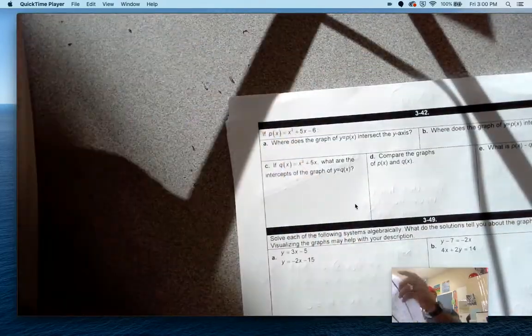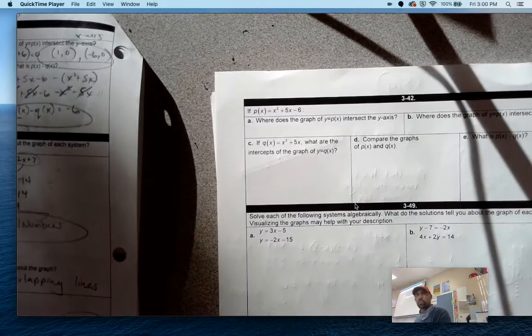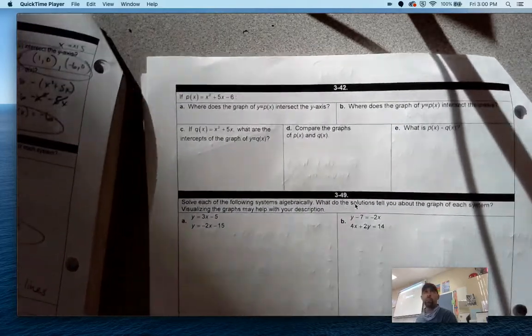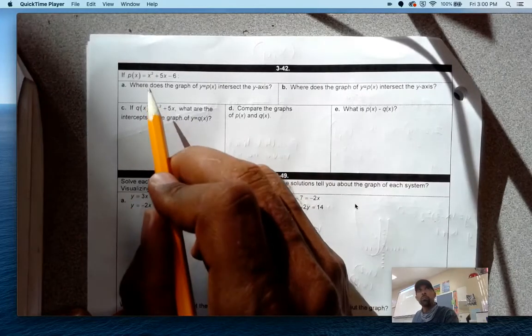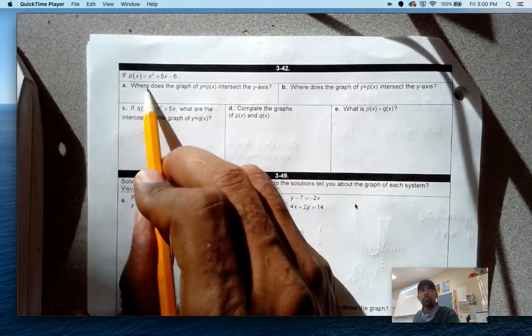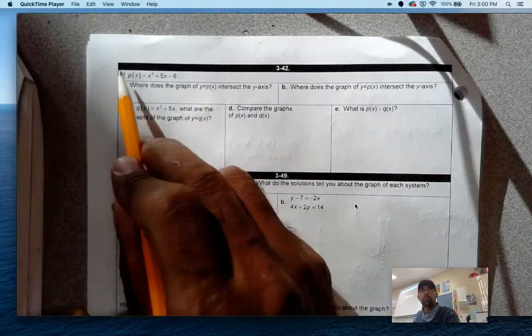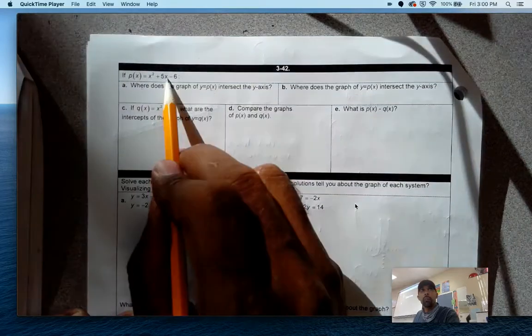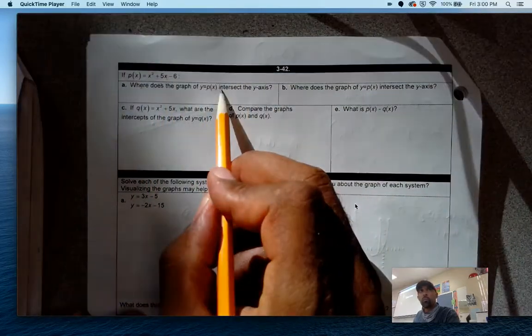Okay, now on the back side. Okay, so you got this quadratic equation here. Let me move this over so you guys can see. Okay, so I got the quadratic equation, x squared plus 5x minus 6. Question is, where does the graph of y equals p of x, which is this one, intersect the y-axis? Well, I want you guys to think.